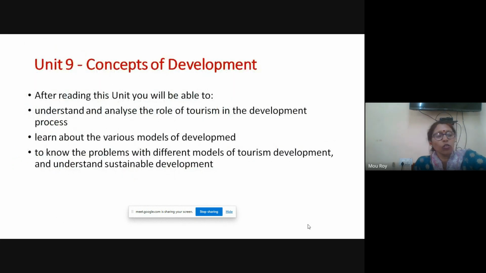Okay. Now the ninth unit is about the concept of development. After reading this unit, you will be able to understand.